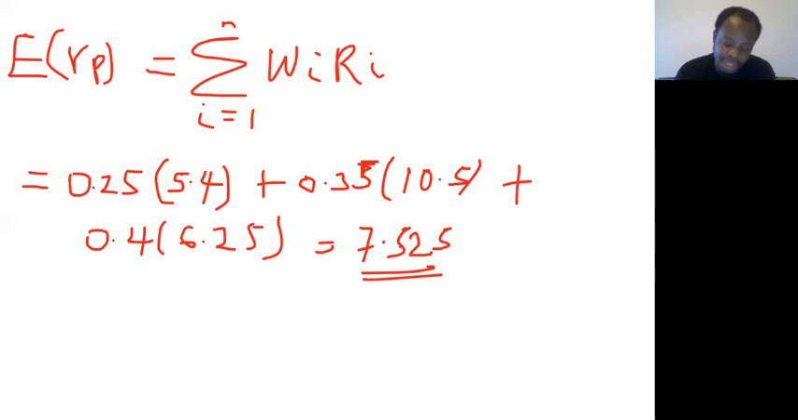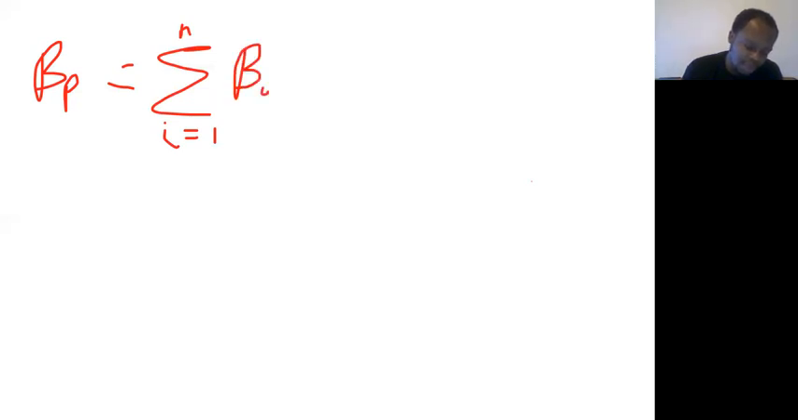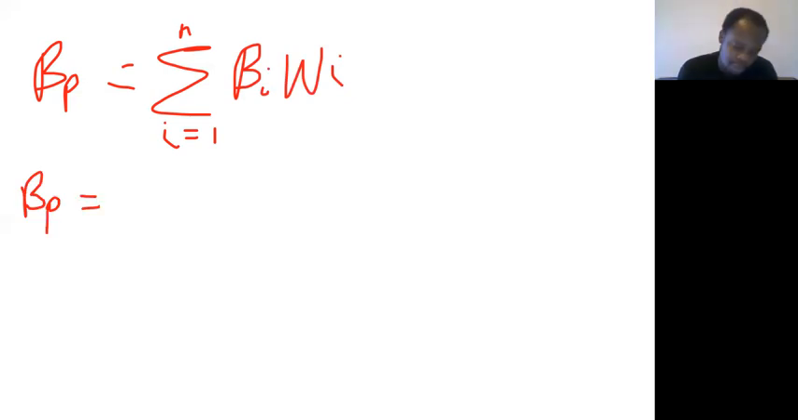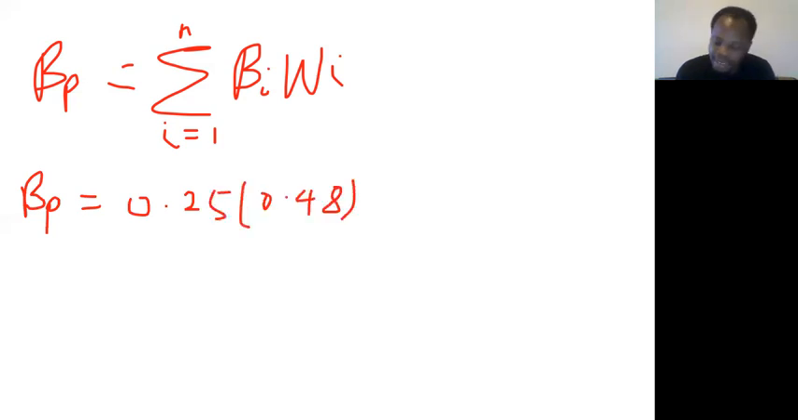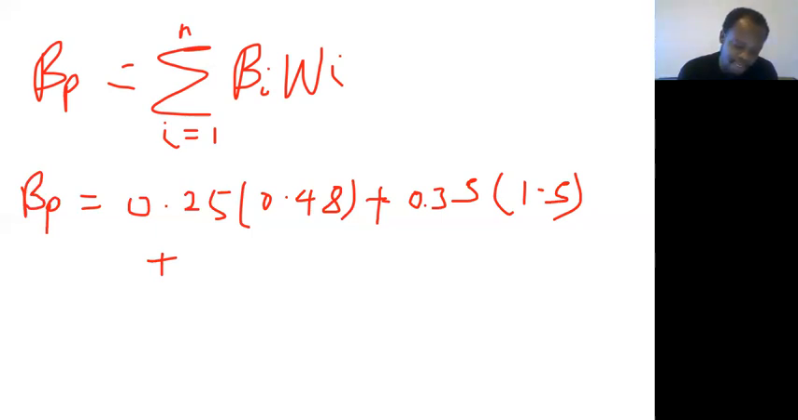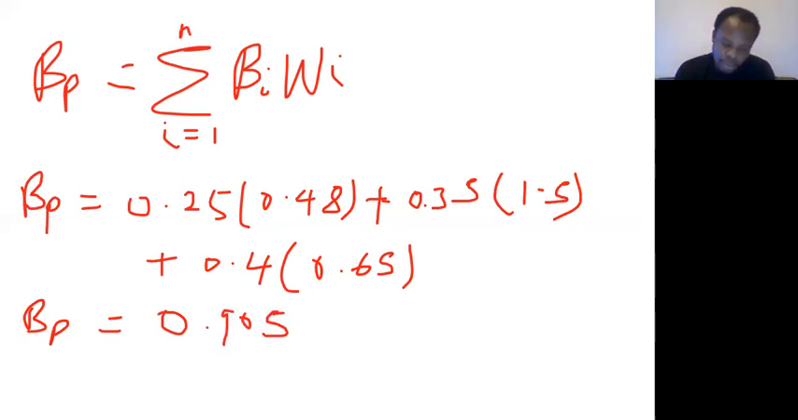So the next question is to compute the beta of the portfolio. The beta of the portfolio is equal to the summation of I equals 1 to n of the beta of I multiplied by the weight on I. So the beta of the portfolio in this case is equal to 0.25 multiplied by 0.48, which is the beta we computed in the first place, then 0.35 multiplied by 1.5 that we have also computed already, plus 0.4 multiplied by 0.65. So the beta of the portfolio is 0.905.